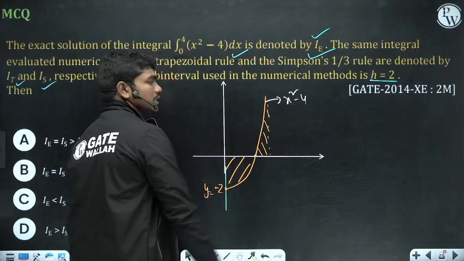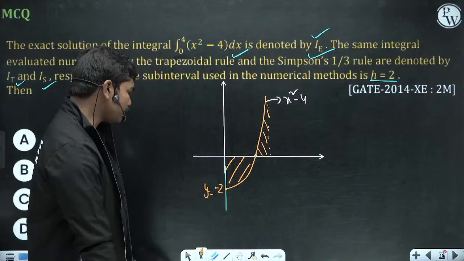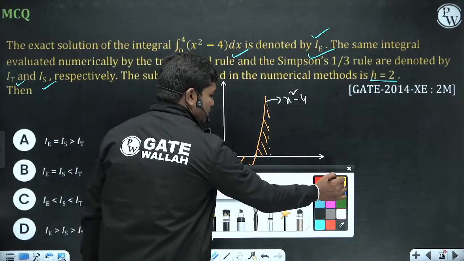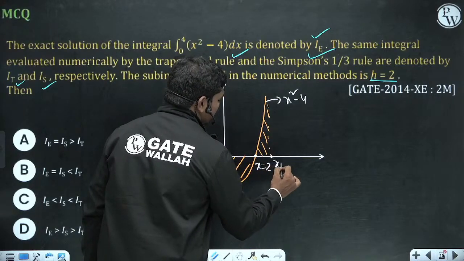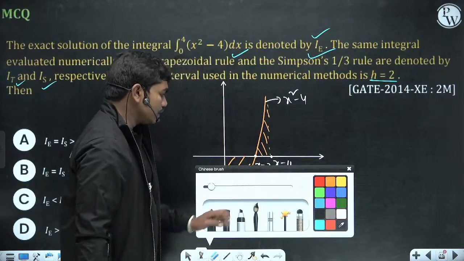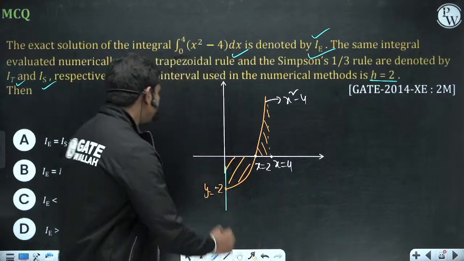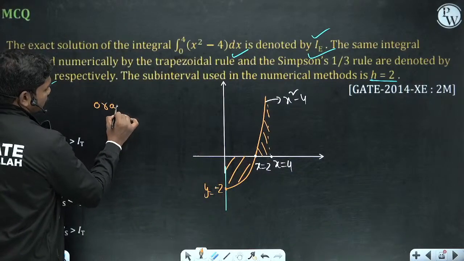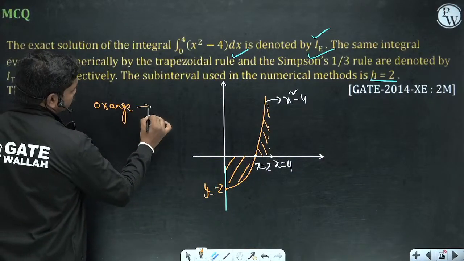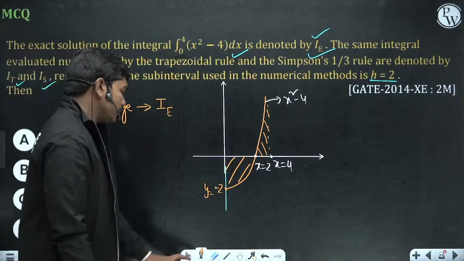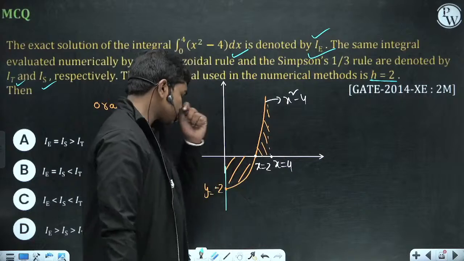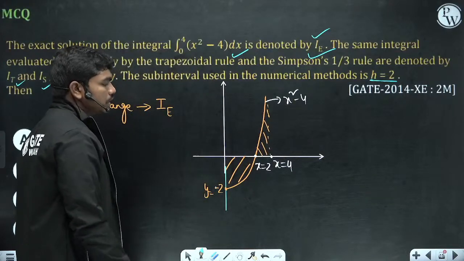Now this is actually some parabola. Now try to tell me one thing. This point is x equal to 2, and this point is x equal to 4, for example. Now this is the actual area. So the orange shaded region is IE, correct? Whatever you have shaded in orange, that is IE. You will get the exact area, from 0 to 4 of x square minus 4.